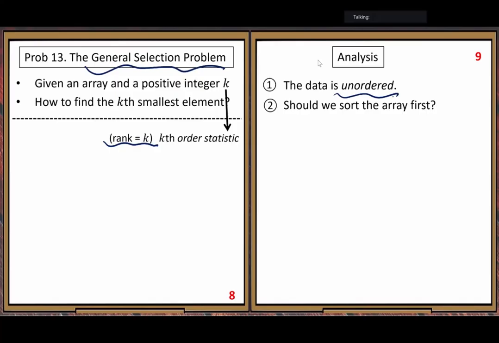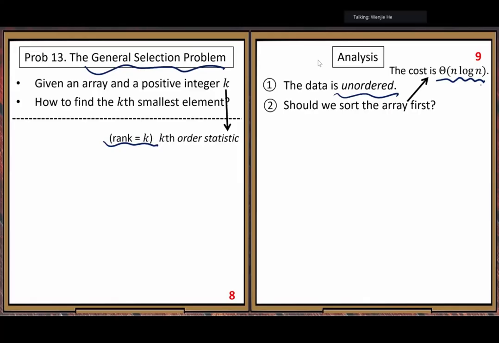The answer is, if you sort it, you need to do this many comparisons, in big theta of n log n. N log n. So that's the best we can do with sorting. All right.